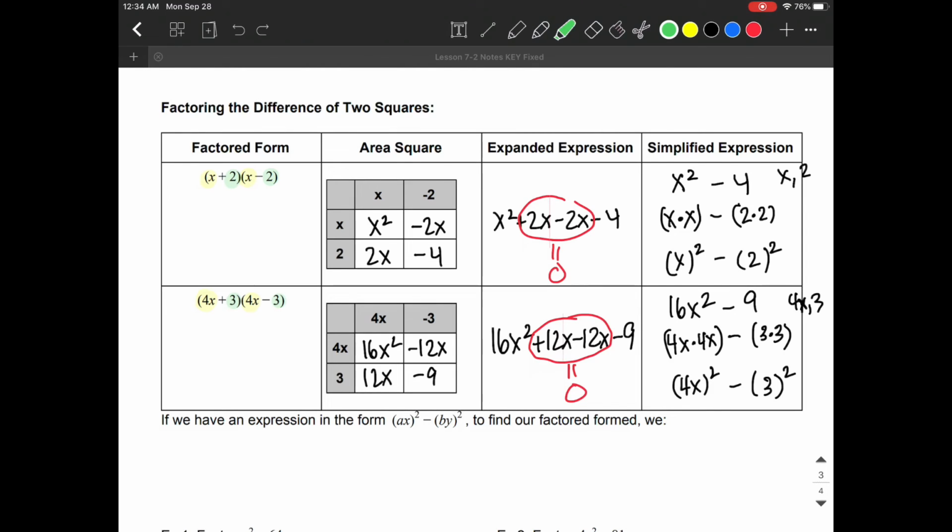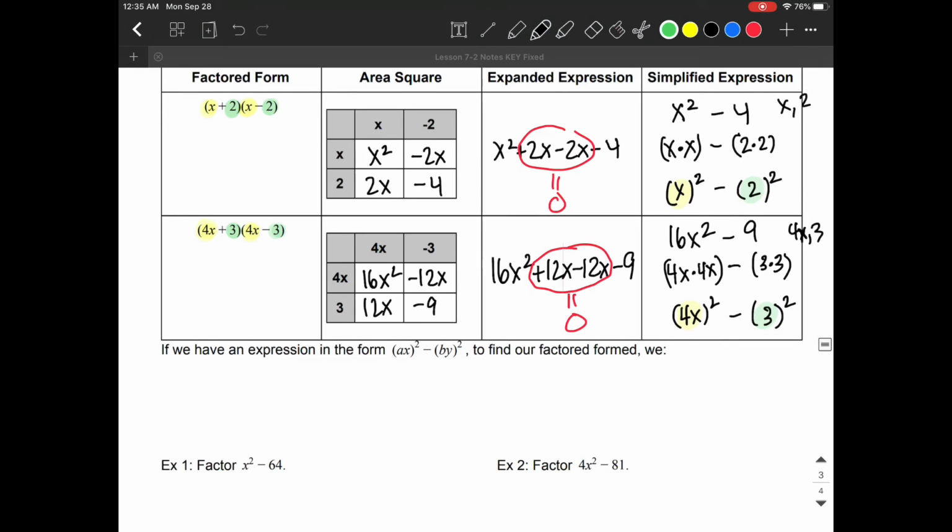So to go from simplified expression to factored form, I need to see what's being squared in the first term. What's being squared in the first term is going to be my first thing in my factored form. And then I'm going to look at what's being squared in the second term, and that's going to be the second term that I see in my factored form. Same thing here. 4x was being squared in the first term, so 4x is my first term in my factored form. And 3 is being squared in my second term, so 3 is the number I see second in my factored form.